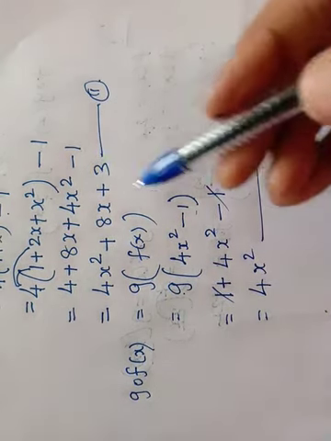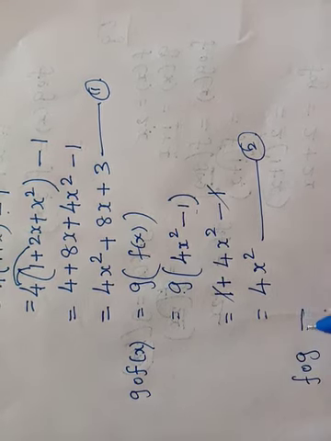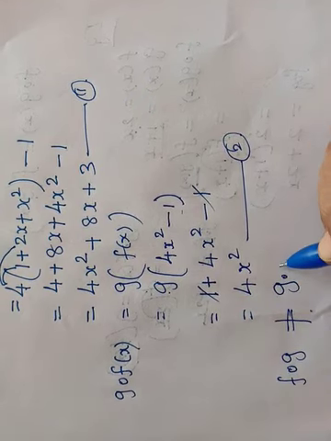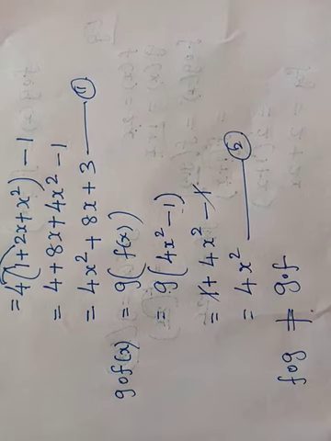They are asking whether f composite g equals g composite f or not. From 1 and 2, f composite g is not equal to g composite f. This is not always true. For some functions it may be true.